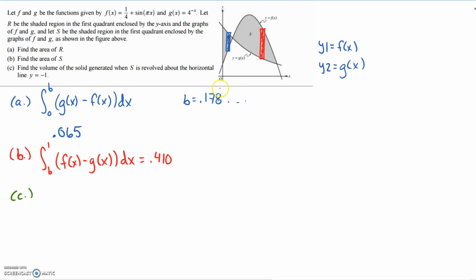Part C is saying that if we have some line y equals -1, and we rotate region S around this line. So here's our axis of revolution. We want to find the volume of the solid created. And this space between the axis of revolution and the region that we're rotating tells me that this is going to be washer method. So here is my washer.